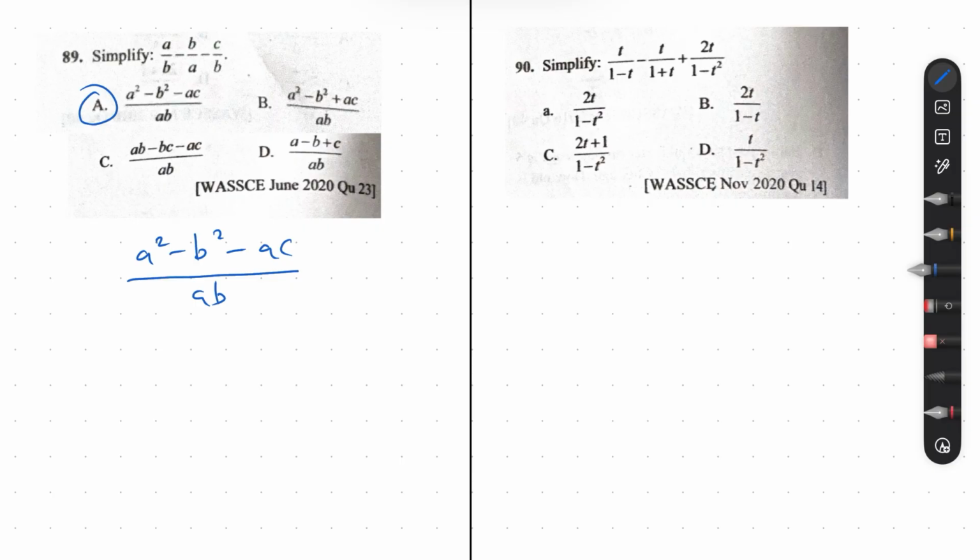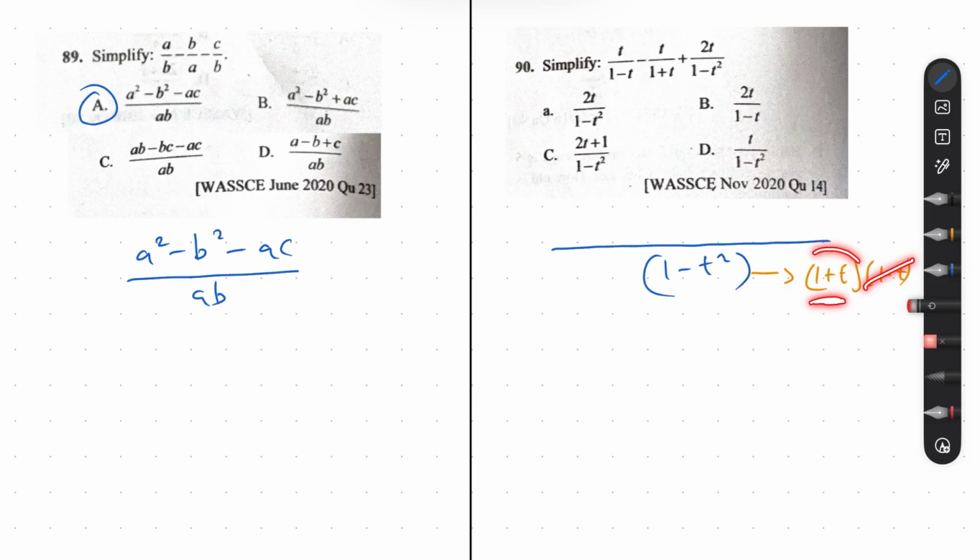90. It says simplify this. So we find the LCM as usual. The LCM is 1 minus t squared. And we know that this is the same as the difference of two squares. So 1 plus t, 1 minus t. So here 1 minus t will cancel, 1 minus t will leave 1 plus t. And 1 plus t will multiply this t.